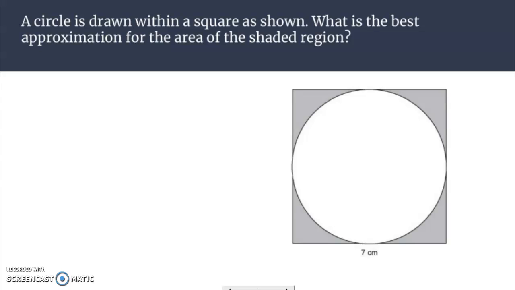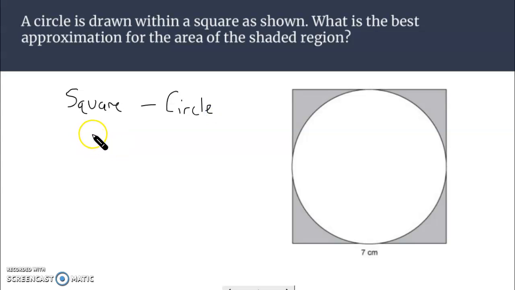Welcome back, everybody. In this video we're going to be finding area of different figures, different shapes put together. Like this first example, we want to find the area of this shaded region. What we have here is a square, and we're going to subtract out the circle.